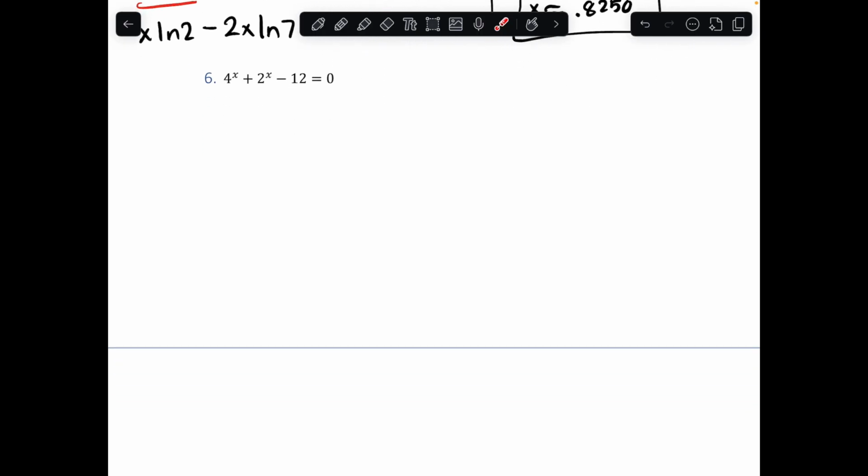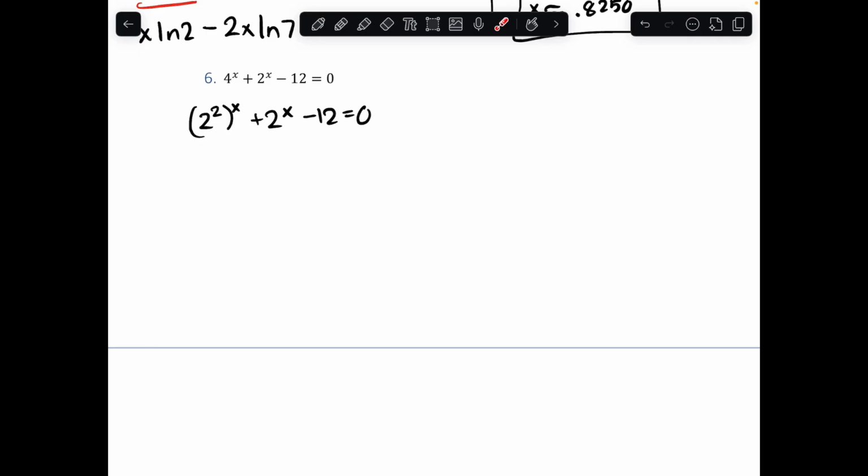Now, this one is really tricky because in secret, this is actually just a quadratic equation. The way that we can get this to looking like an actual quadratic equation is to make sure that this base right here of 4 is the same as this 2. And so what I can do is I can rewrite 4 as 2 squared. So we get 2 squared to the x power plus 2 to the x minus 12 is equal to 0.